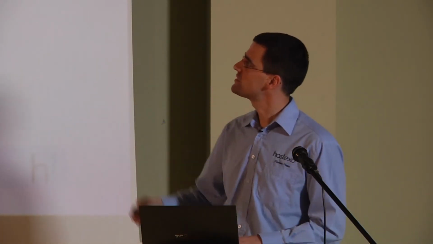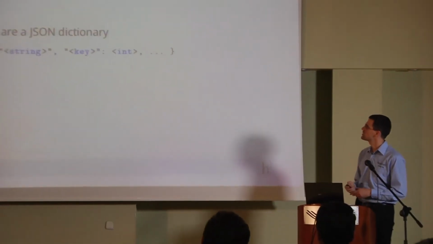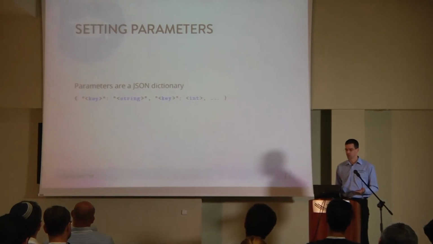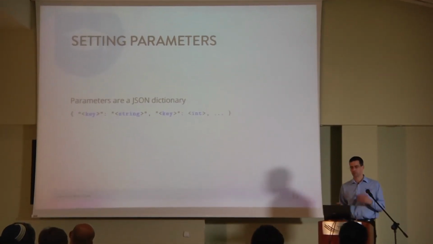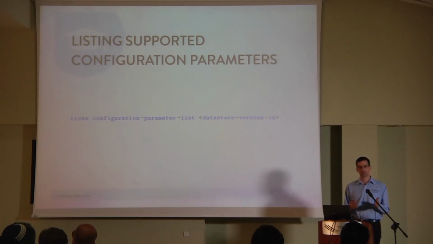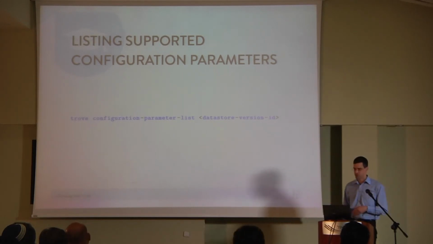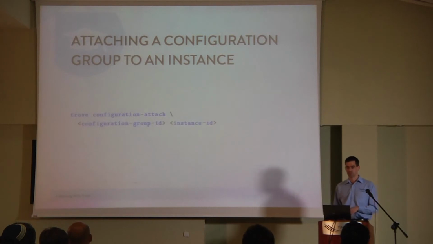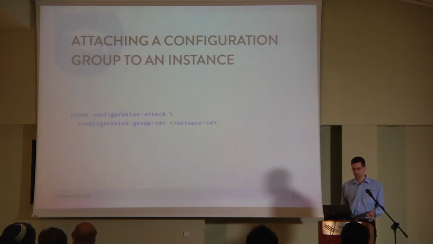OK, so that's creating a configuration group. You basically say Trove configuration create. You give it a name, and then you set a JSON dictionary of values. And you can also give it a description. If you're curious about how to list configuration parameters supported by a specific data store provider, there's a feature for that. You can attach a configuration group to an existing instance.